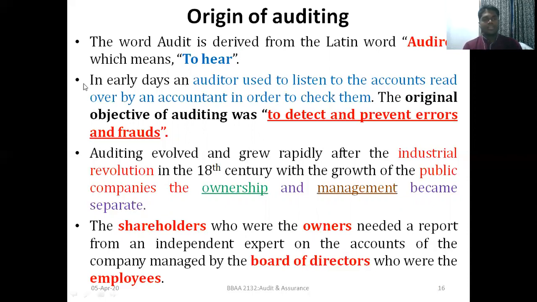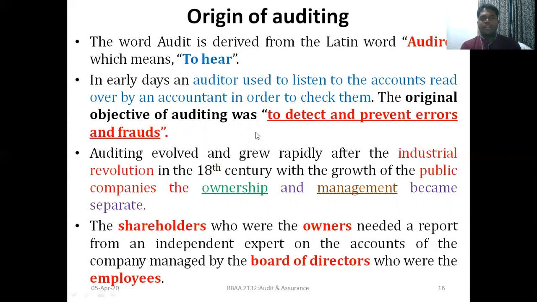The second point says in early days, an auditor used to listen to the accounts read over by an accountant in order to check them. So those days, what was the role of the auditor? The accountant read the figures, and first the auditor listened to the accountant. That was the role of the auditor in the early days.